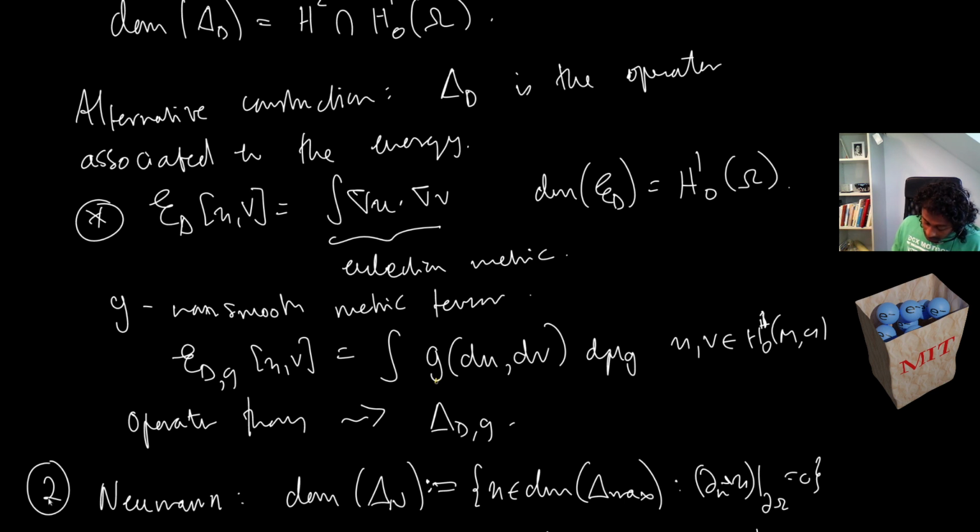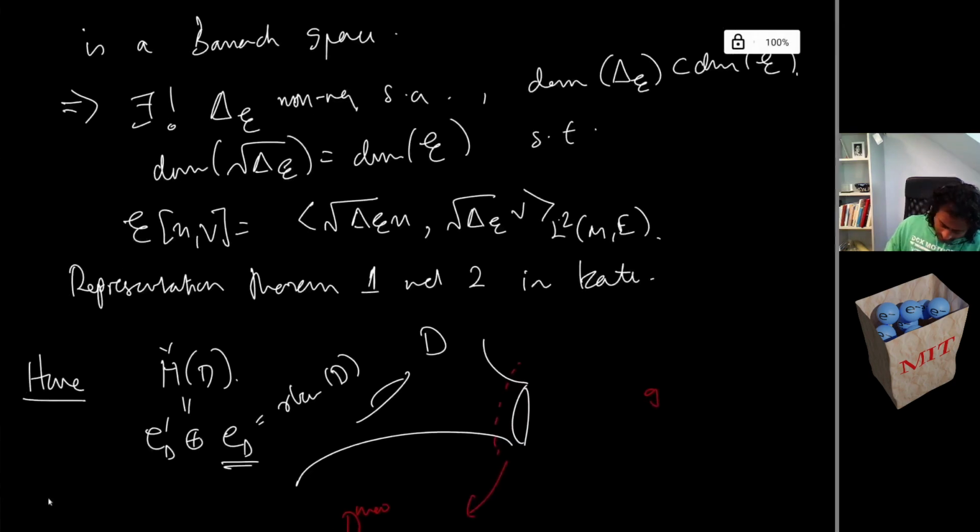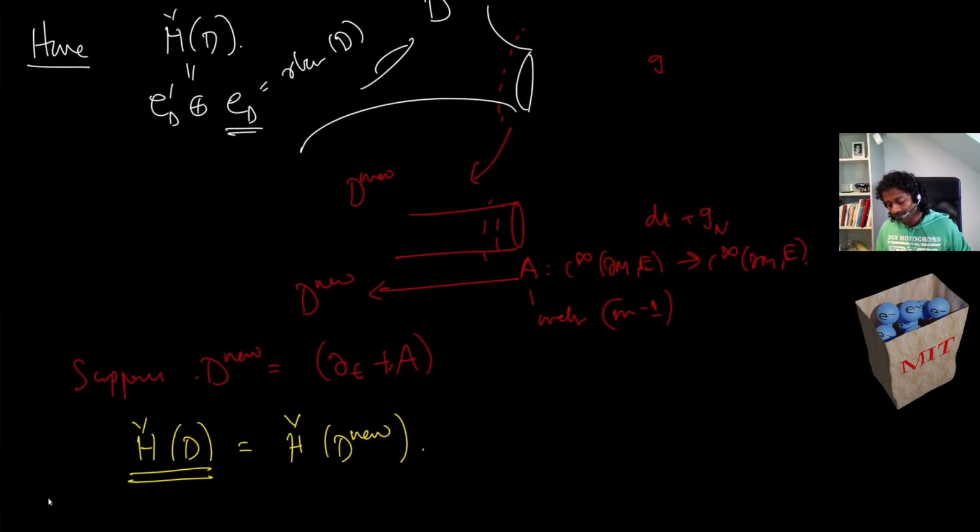So if you now have a smooth metric, regardless of the metric, the domain of the operator is fixed. It's fixed to be H2 intersect H1 0. So I hope that answers your question.